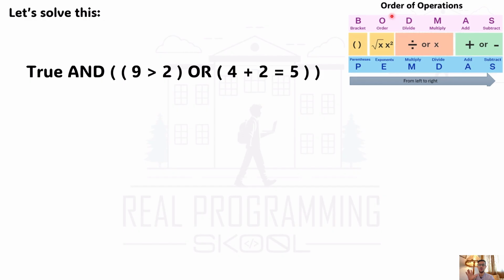It's the same. We use the same order of operations from left to right, and we give priority to brackets, exponents, multiply, divide, add and subtract. So we have brackets here. First, from left to right, 9 greater than 2? Yes, so it's true. Now we go to the other bracket, and we ignore this or. From left to right, we have 4 plus 2 equal 5. We start with the two numbers: 4 plus 2 is 6. Now we compare: 6 equal 5? No, so it gives me false.